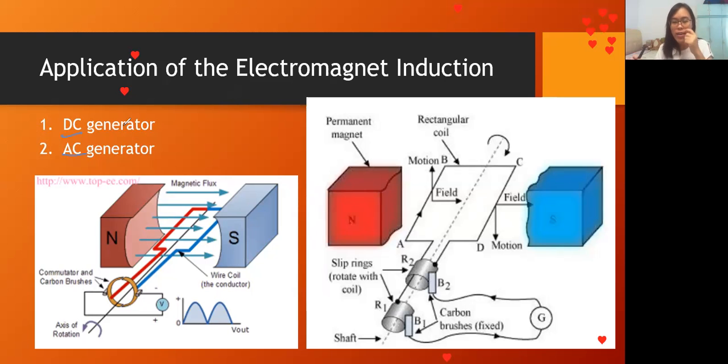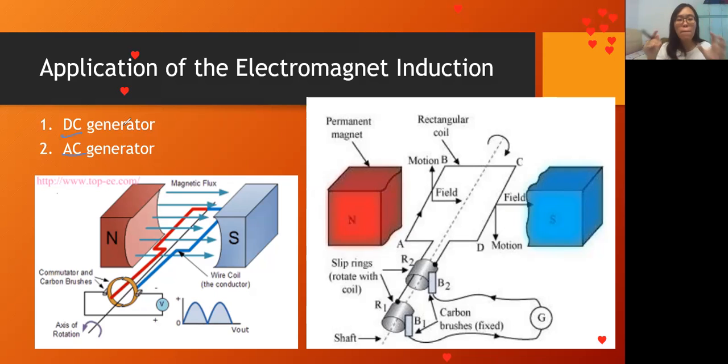The difference between direct current and alternating current is that direct current only flows in one direction. Alternating current is current that flows in alternate directions. It can flow from left to right, then the other one flows from right to left. But direct current only goes left to right, left to right, like that.